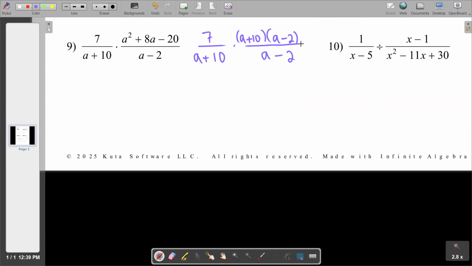This is actually a really boring problem. There's a couple of excluded values, and then beyond that, it's pretty ho-hum. Comes out nicely. Anyways, what are our excluded values? What can a not equal? A cannot equal 2, and a cannot equal -10.